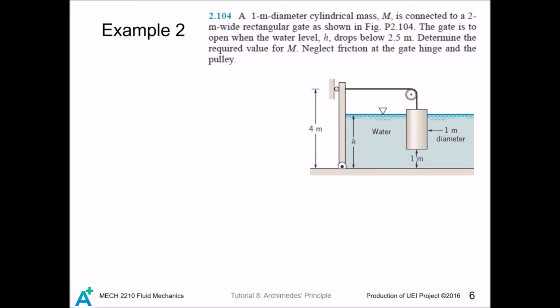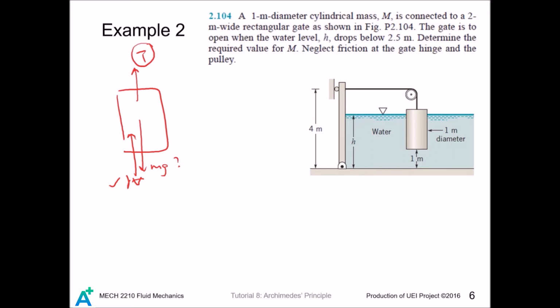Now we do a harder example. This example also involves hydrostatic force on a plane surface. To do this, we first draw a free body diagram of the cylindrical mass. So this is the weight, and this is the tension, and we have the buoyant force here. Now this can be calculated. This is our unknown. But what is the tension?